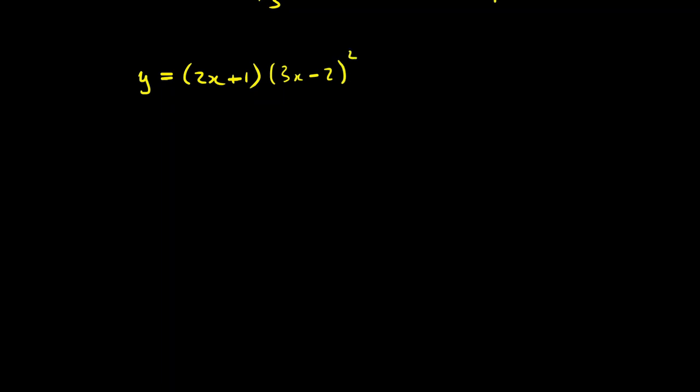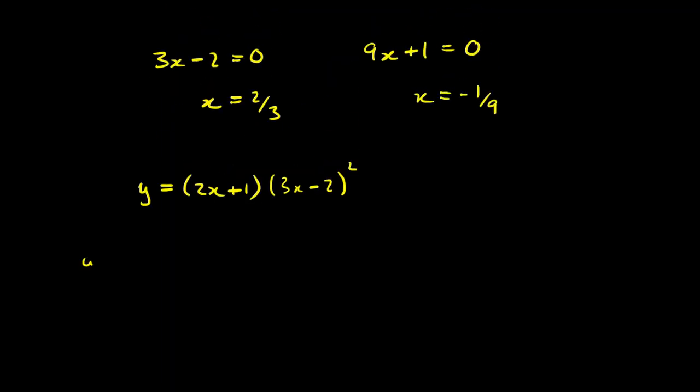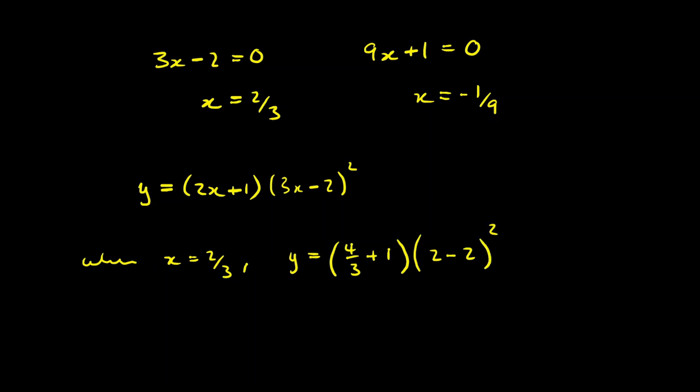All right, now then, when x is equal to 2/3, then what are we going to get? y is equal to 2 times 2/3, which is 4/3, plus 1, times 3 times 2/3, which is 2, minus 2. Oh, that's interesting, all squared. Well, 2 minus 2 is 0, isn't it? So anything multiplied by 0 is 0. The y coordinate there is 0, which means that the stationary point is 2/3, comma 0. That's one of the stationary points.